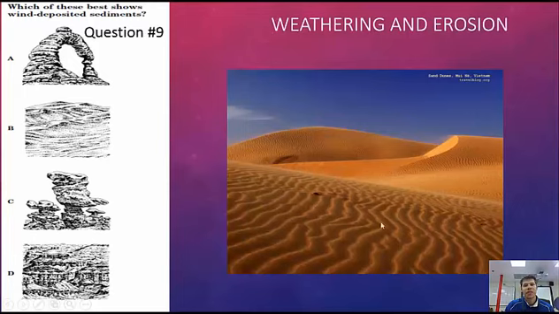So our best answer of wind deposited sediments are sand dunes. The wind can pick the sand up and it can carry the sand. The stronger the gust of wind, the more and the heavier the sand that it can carry. And a sand dune is letter B. So letter B is the correct answer.